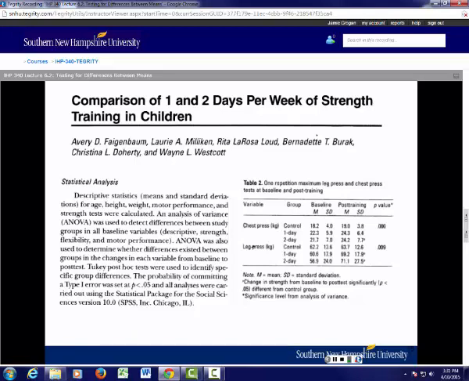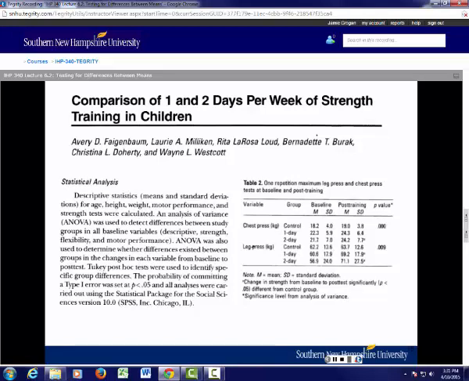Then the researchers do their analysis of variance to compare these 3 groups, control versus 1 day versus 2 day, for the amount of increase in strength for the chest press. Did the amount of increase in the chest press differ between control, 1 day, and 2 day? So those are 3 means: the change in strength, chest press, control, 1 day, 2 day. That means it has to be analysis of variance, because there are 3 groups.